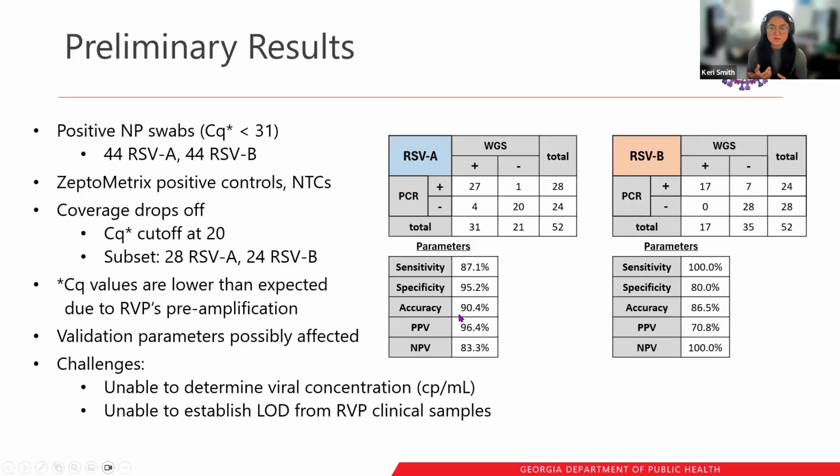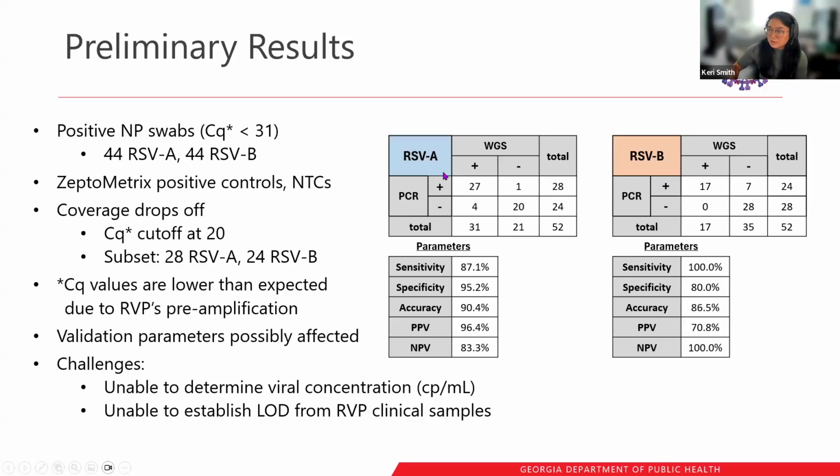For the preliminary results, the clinical specimens are nasopharyngeal swabs, and they're positive by RVP if they had a Cq of less than 31. I selected 44 RSV-A and 44 RSV-B for the sample set. For the controls, we use a synthetic transcript control from Exact Diagnostics, one for A, one for B. And for the negative template controls, we use molecular water.